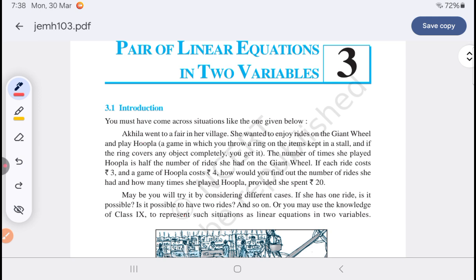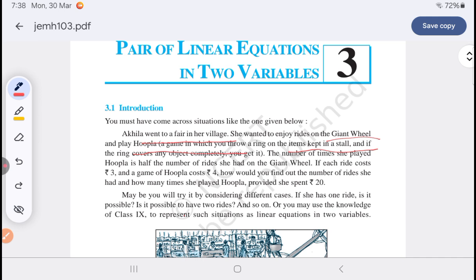Here, Akila went to a fair in her village. She wanted to enjoy a ride on the giant wheel and play hoopla, which is to throw a ring on an item kept on a stall. If the ring covers any object completely, you get it. So this is explaining the situation.